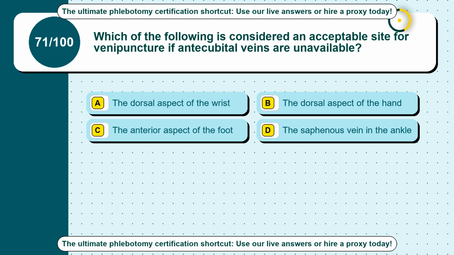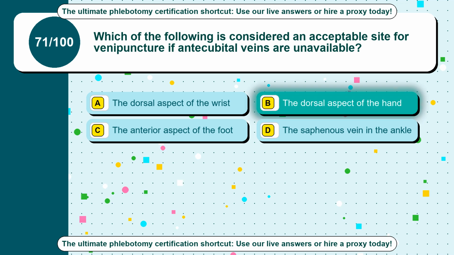Option B. The dorsal aspect of the hand. Option C. The anterior aspect of the foot. Option D. The saphenous vein in the ankle. The correct answer is option B. The dorsal aspect of the hand.